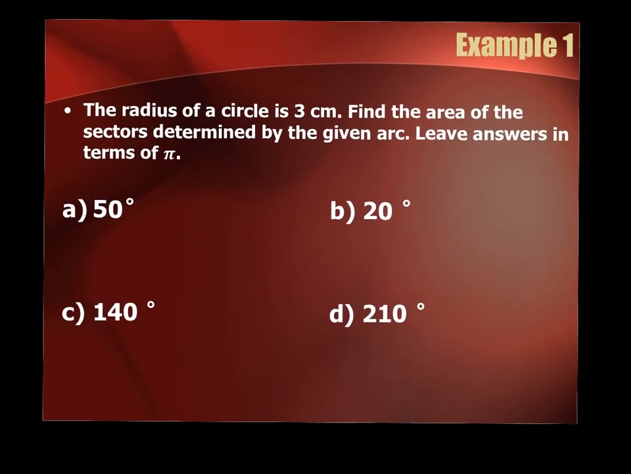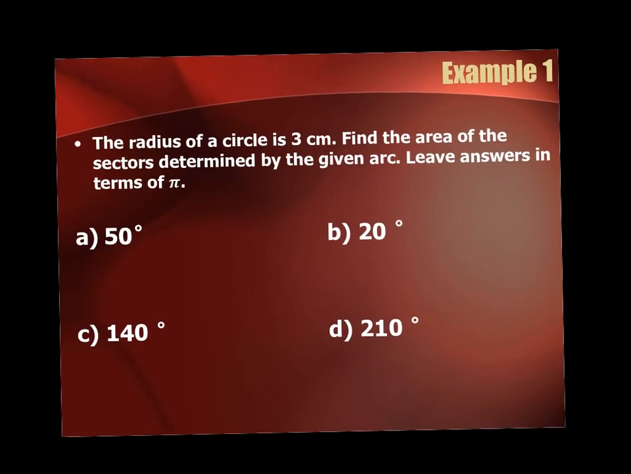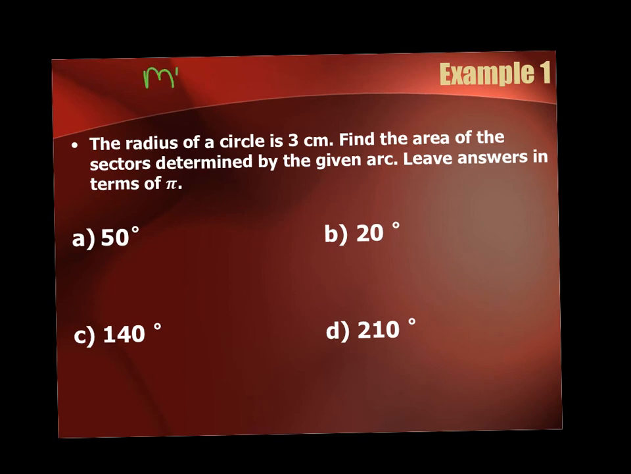Okay, so it says the radius of a circle is 3 centimeters. Find the area of the sectors determined by the given arc and leave answers in terms of pi. So we're going to kind of practice doing that where you're keeping it in terms of pi. So for all three, or all four of these actually, it's the measure of the arc over 360 times pi r squared. And it gives you r is 3.